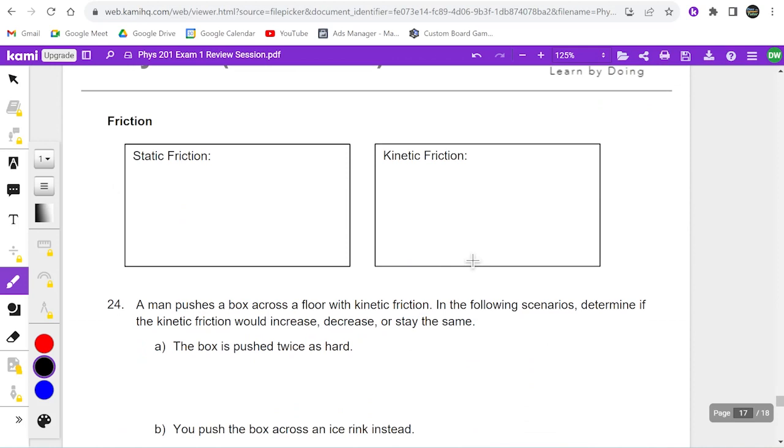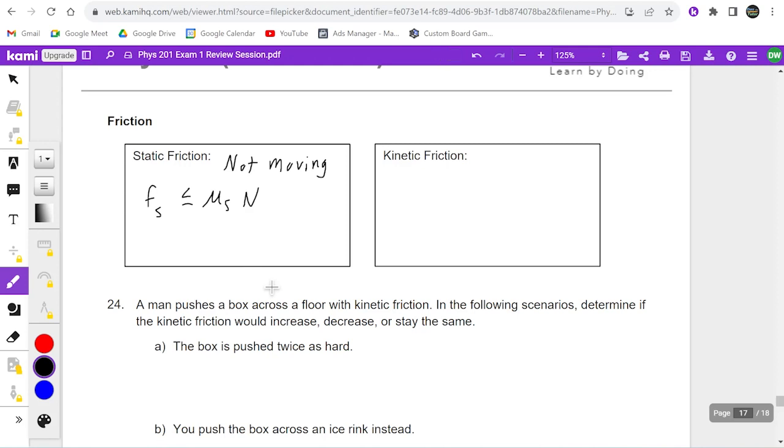So first, we'll talk about static friction. Static friction is not moving. There are two equations I'm going to give you. The first one is Fs, I call it Fs, is less than or equal to mu s times the normal force. The reason I say less than or equal to is because it changes depending on how hard you're pushing.